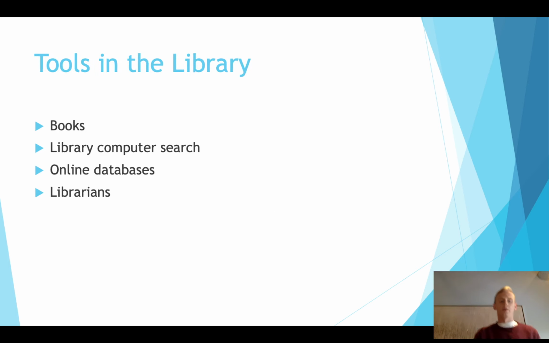A few tools in the library I just want to kind of breeze through here. Number one, books. I've already talked about them. Yes, actual hard copy books. They still exist. A library computer search. If you don't know how to do this, talk to the librarian. The librarians are there to help you. They can actually perform a library computer search where you go in, you tell them your topic, what information you're trying to gather, and they'll be able to search a database that will tell them what books they actually have that relate to that topic. Very, very useful. And obviously there's online databases as well.